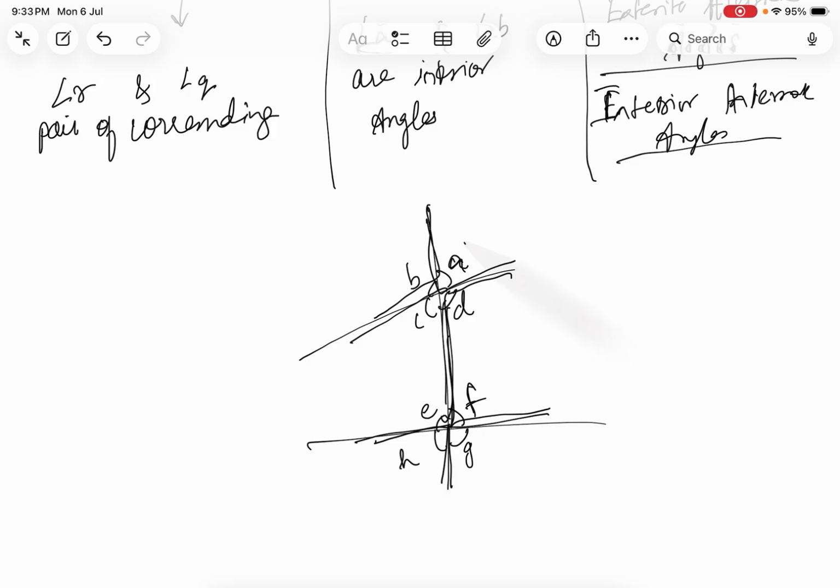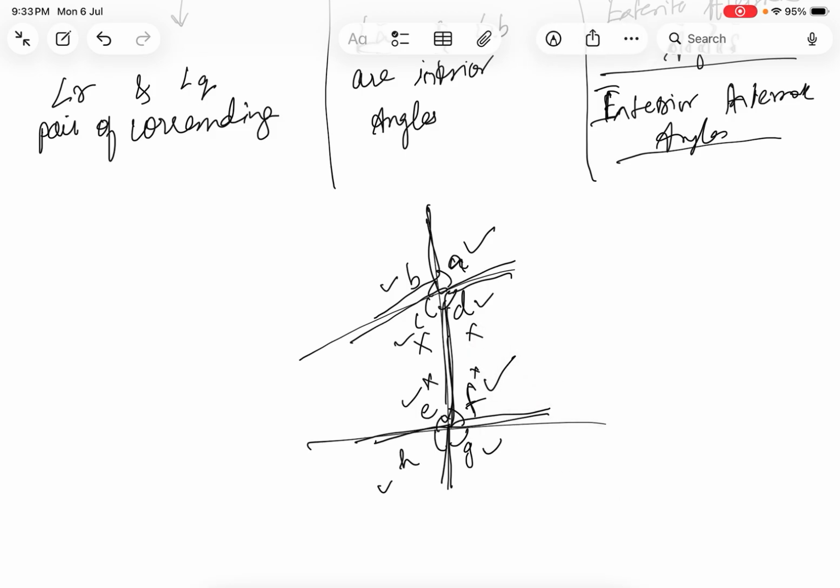For corresponding angles, A and F are corresponding angles, B and E are corresponding angles, H and C are corresponding angles, G and D are corresponding angles. And for interior angles, C and E will be interior angles, D and F will be interior angles.